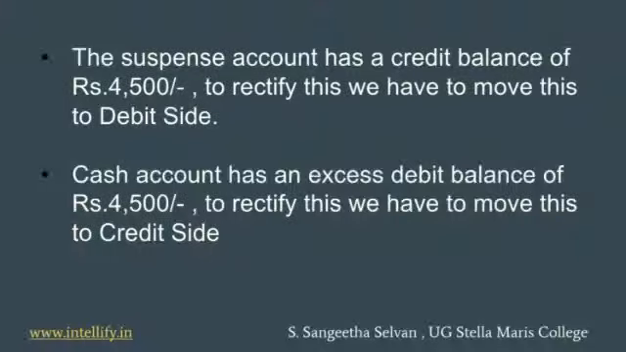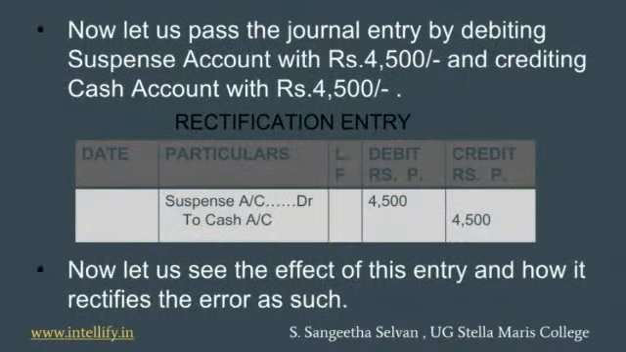The suspense account has a credit balance and the cash account has an excess debit balance. So to correct the error in the suspense account, which has a credit balance, we have to move the suspense account to the debit side. Similarly, the cash account has an excess debit balance, so we have to credit the cash account. Both have the same amount of error, 4,500. Now let us pass the journal entry by debiting the suspense account with 4,500 and crediting the cash account with 4,500.